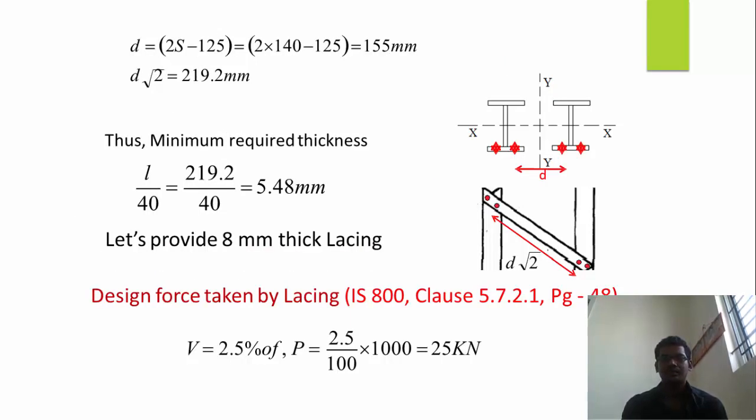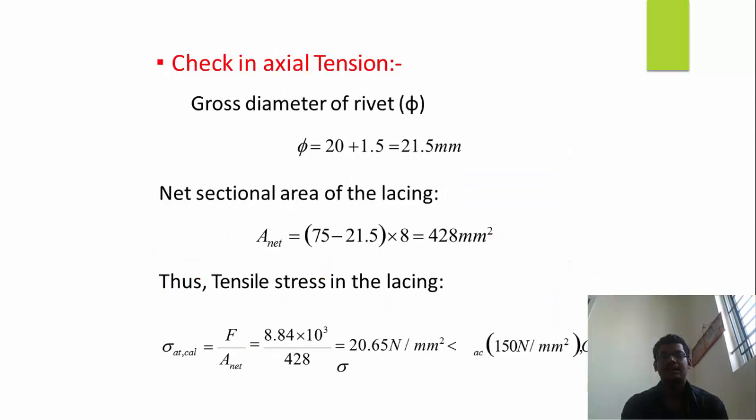Now check on axial tension. Now let us provide a rivet section. The gross diameter of the rivet is 20, and the extra diameter, that is the hole diameter, is 1.5, so 21.5 is provided. Now the net sectional area is the total width minus the bolt hole size, into the thickness of the plate, that is 75 minus 21.5 into 8, which is 428 mm square.